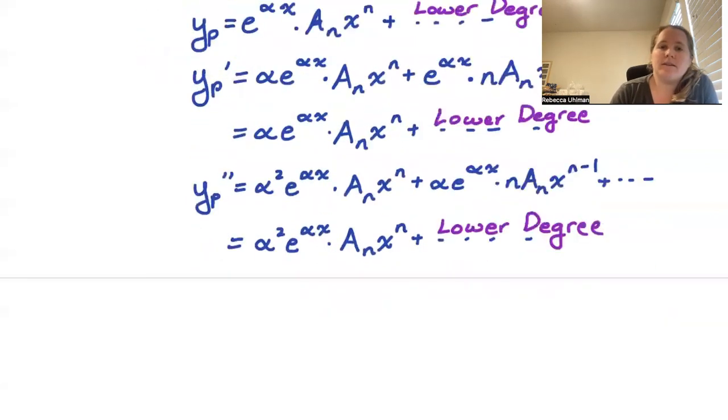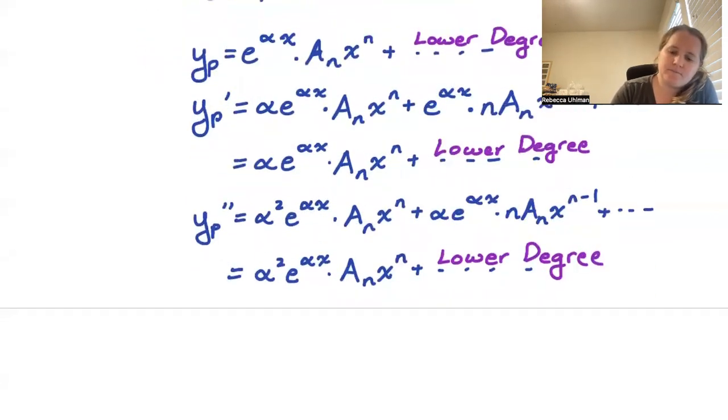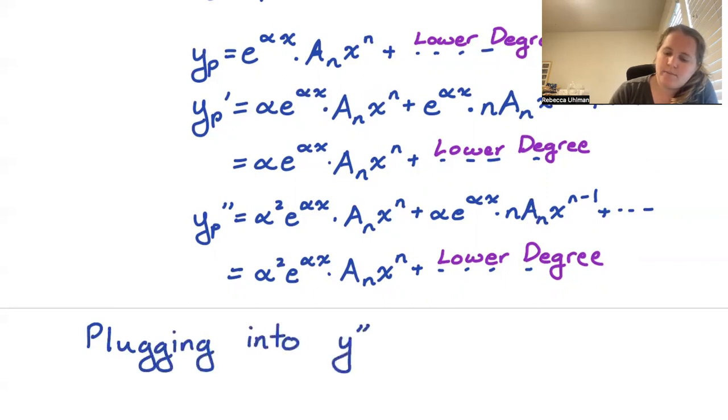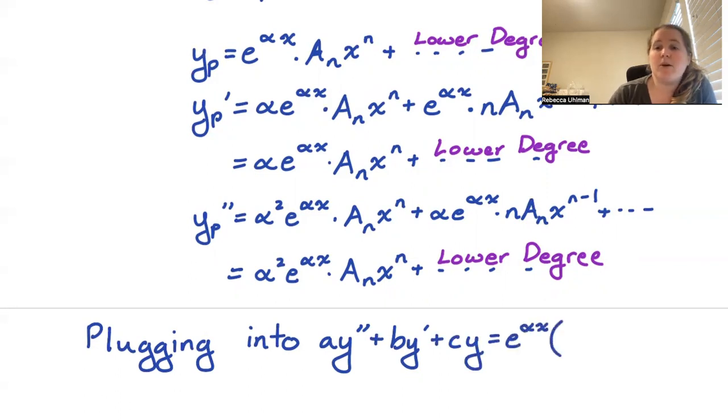So if we plug this into our equation, so plugging into a y double prime plus b y prime plus c y equals our e to the alpha x times some polynomial of degree n. So we would have a pn x to the n plus, again, a bunch of lower degree terms.